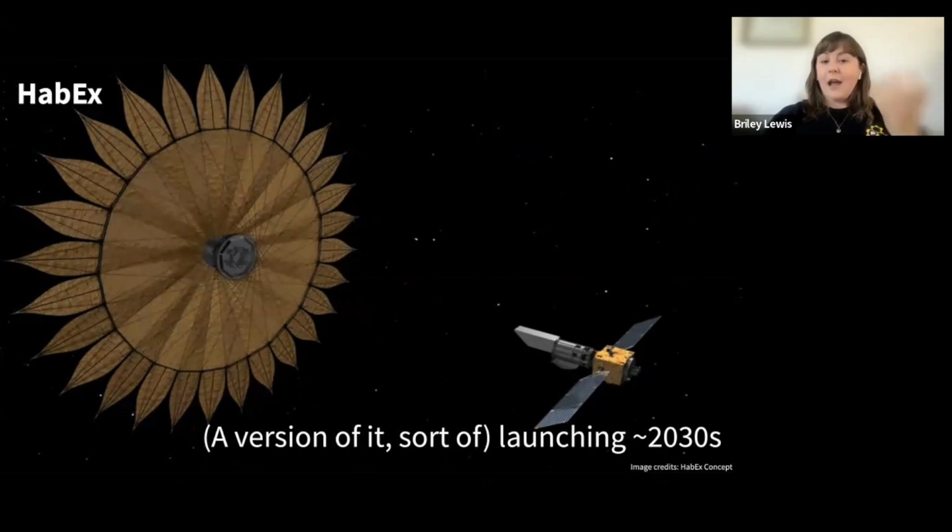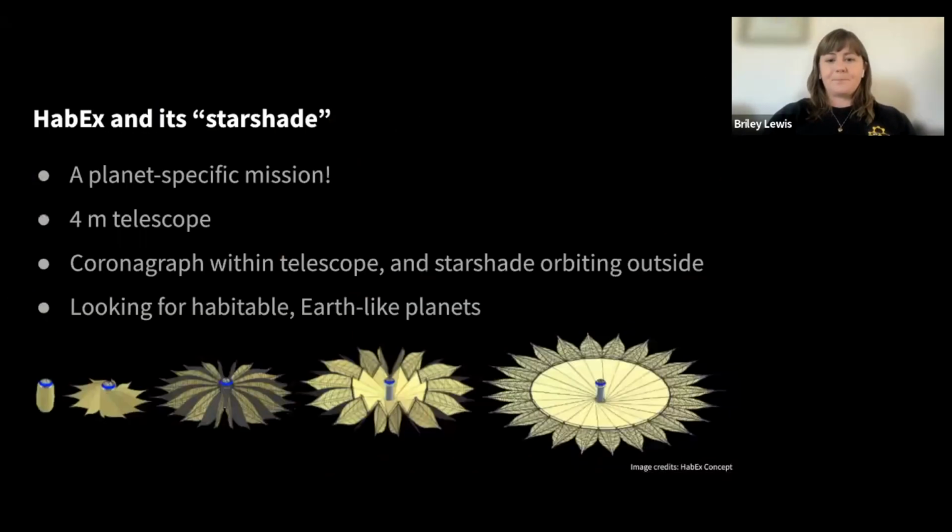LUVOIR and HabEx were two things that were submitted from the community to be considered as priorities for the next decade. And what the committee came up with was, what if we do a telescope that's sort of a mashup of the two of them? And so now people informally refer to it as LUVEX, just a combination of the two names. But something like that could hopefully be happening in the 2030s, 2040s.